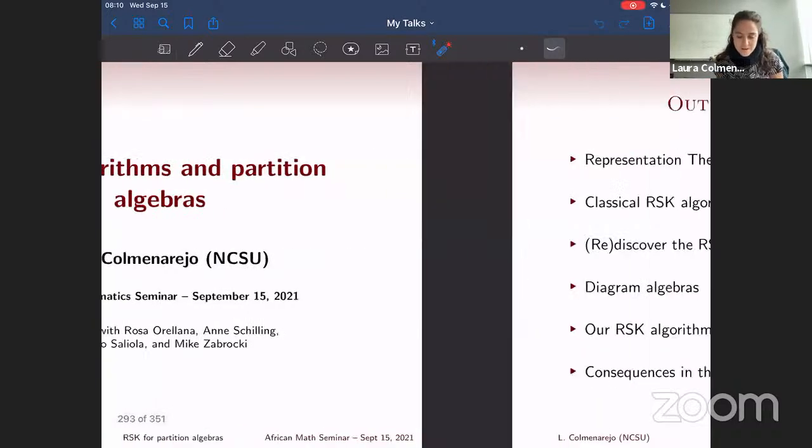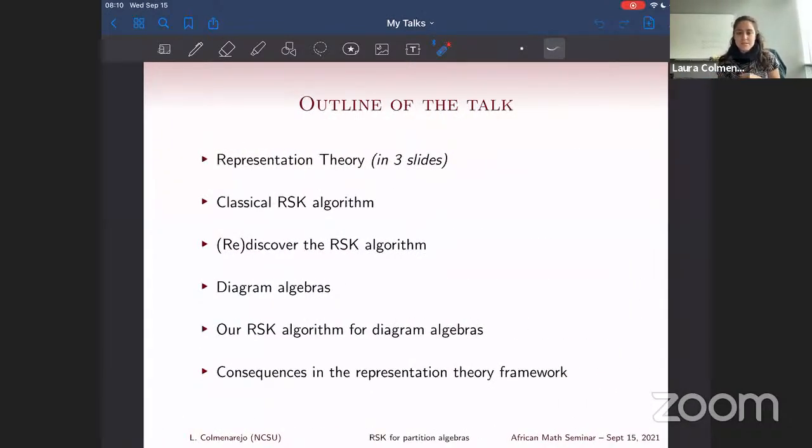So what I want to talk about today is a recent work that I did with a fantastic group of other researchers. But the way that I want to present it is as you're seeing on the slide. I'm going to do a very brief introduction of what representation theory is, just because I wasn't sure if everyone was on the same page. Or even if you are on the same page and you know what representation theory is, I want to tell you in 3 slides how I understand it, or what my way of thinking about representation theory is. Then I want to recall to you, or present to you, the classical RSK algorithm.